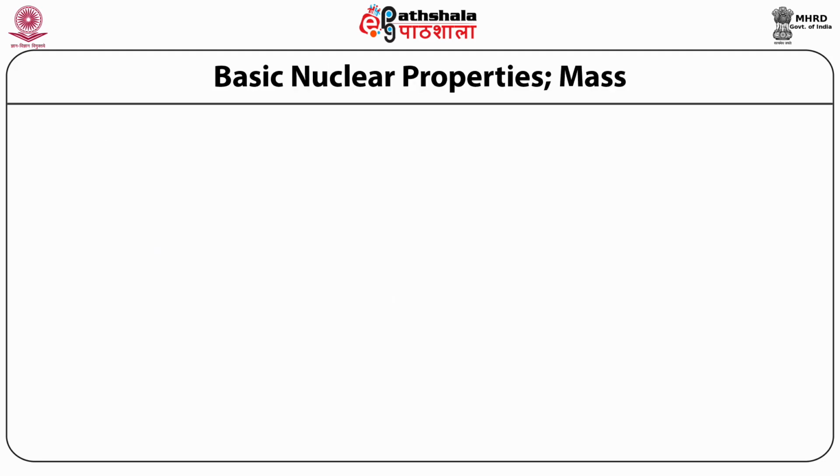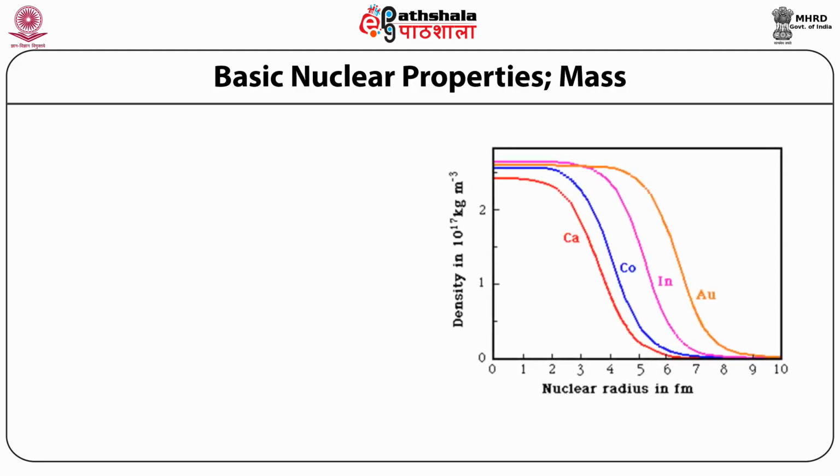Basic nuclear properties: mass. Mass, as we have seen in the previous slide, is another important property of the nucleus. It tells us that every nucleus has mass. So how do we get an idea about the mass of the nucleus? The mass of the nucleus can be equated with binding energy on the basis of Einstein's famous mass-energy equivalence relation, that is E is equal to mc square. So the energy of the nucleus and the mass of the nucleus are equivalent to each other. So binding energy gives information about the mass of the nucleus.